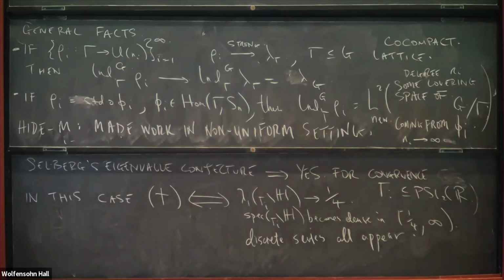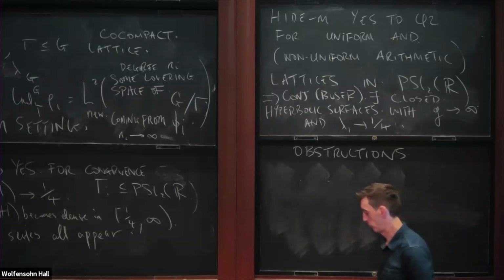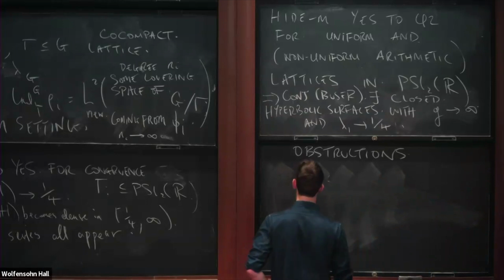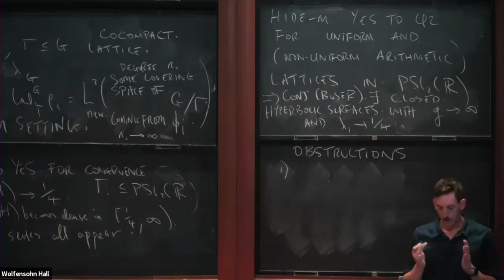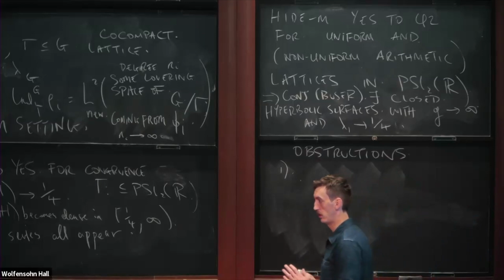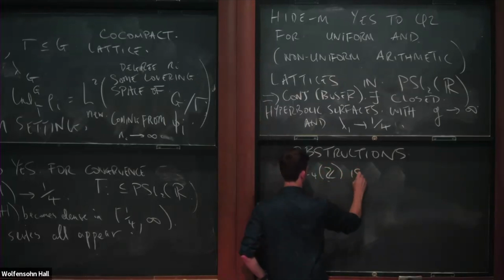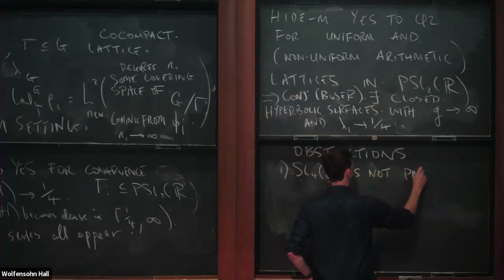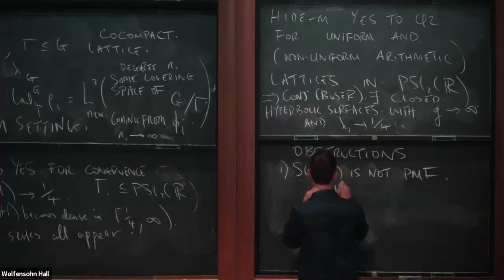Okay, so here are two obstructions to extending Buser's conjecture to everything. The first one is that some lattices in real semi-simple Lie groups are known to not be PMF. SL4Z is not PMF. SL3Z we don't know. That's an open question, guys. This is a result of mine joint with Mikhail Ershov.